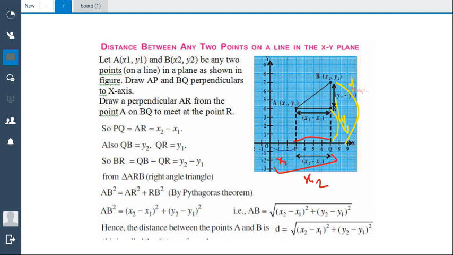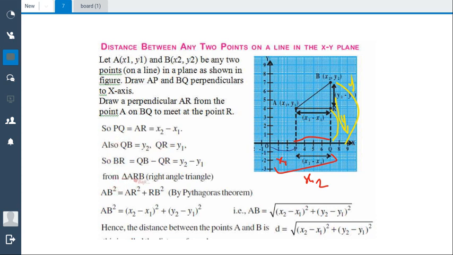So if you want only between these two, this is y2 minus y1. Finally, the sides, the arms of the right angle triangle: AR is x2 minus x1, and BR is nothing but y2 minus y1. So it is a right angle triangle, then you are able to apply the Pythagoras theorem. Hypotenuse square is equal to side square plus side square. So here I applied, you can observe that.